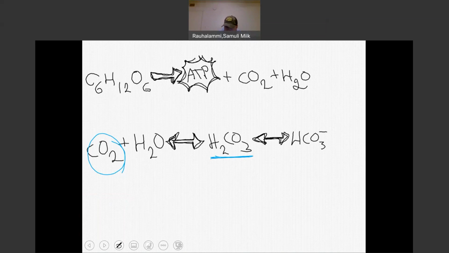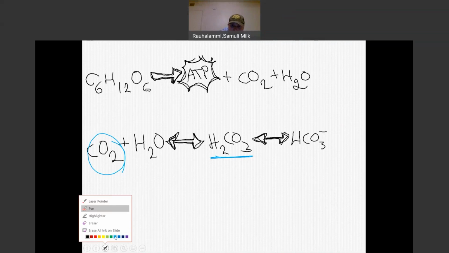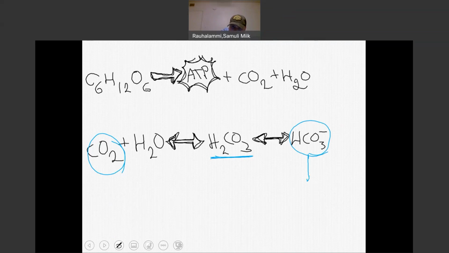So bicarbonate is how we transport carbon dioxide to the lungs, or the carbonic acid, and then most of it is changed to bicarbonate. And it is really the carbon dioxide now that we can breathe out. We can get rid of that due to the respiration at the lungs.